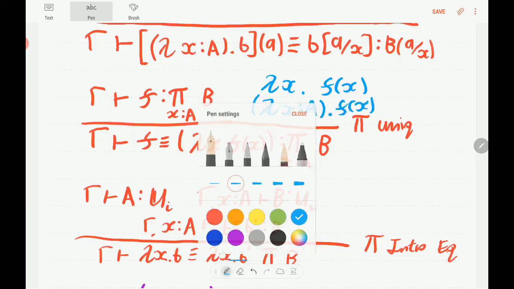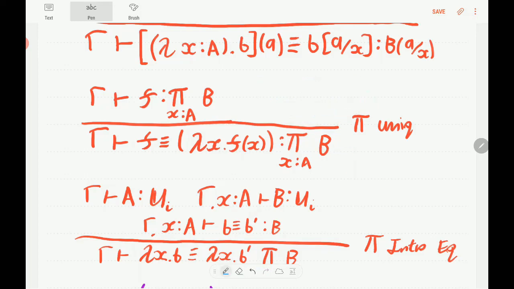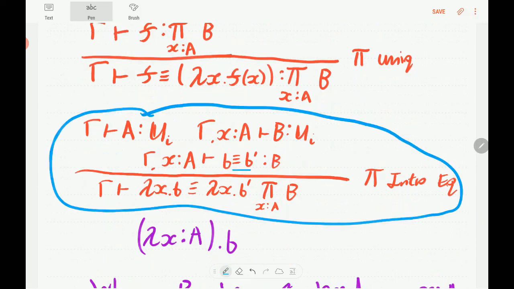So basically, sometimes I omit recording the type of a bound variable just for brevity. So these are all the main rules for the pi type. We also have an extra rule here. All of this stuff I'm supposed to be writing above the horizontal line, but I ran out of space.